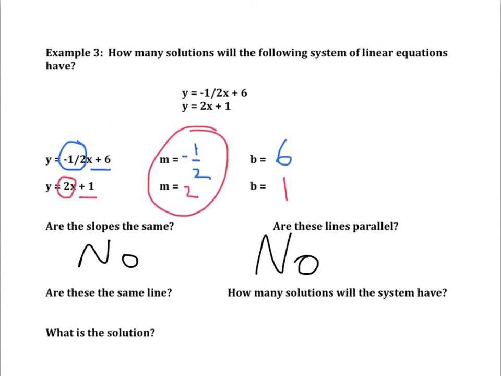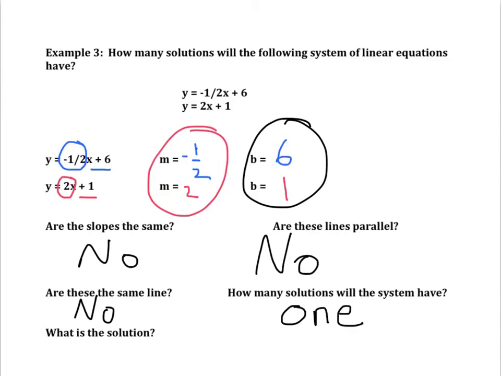No. So are they the same line? No. They would have to have the same slope and the same y-intercept, and we see that they do not have the same y-intercept. So if they're not the same line and if they're not parallel, how many solutions will a system have? Only one solution. So what is that solution?